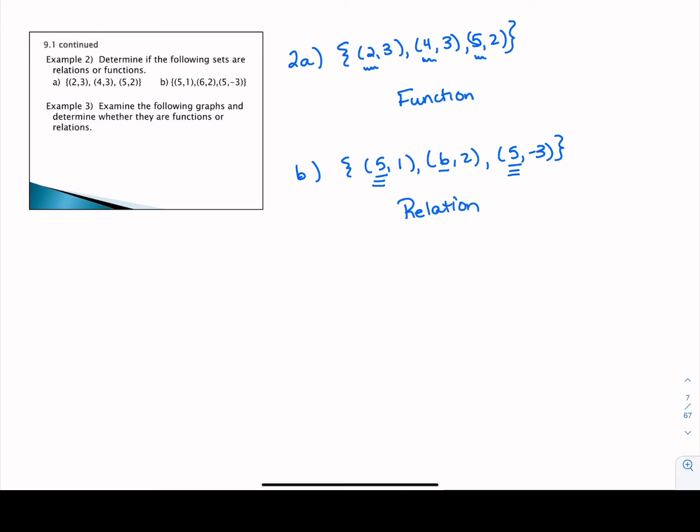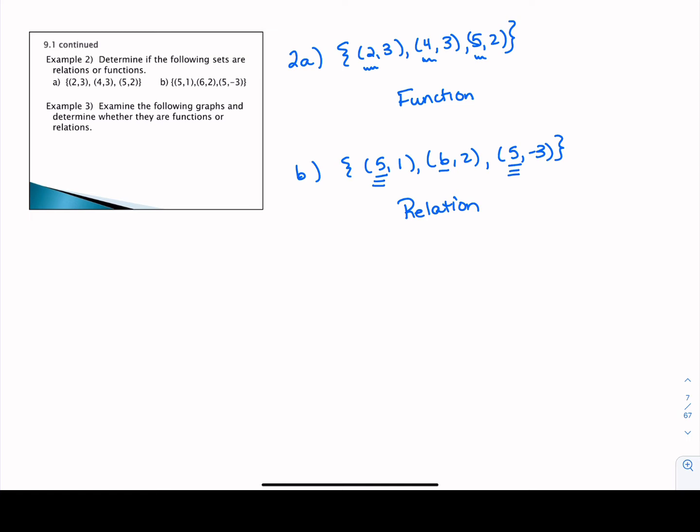Sometimes students like to draw those mapping diagrams to be really clear, or you can plot these points on a grid and see if those points pass something called the vertical line test. We made mention of the vertical line test just a moment ago, but I want to show you the vertical line test up close with our next example.